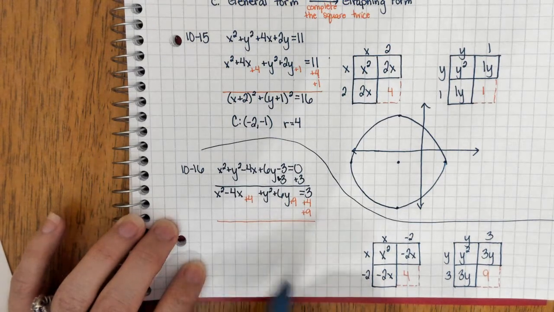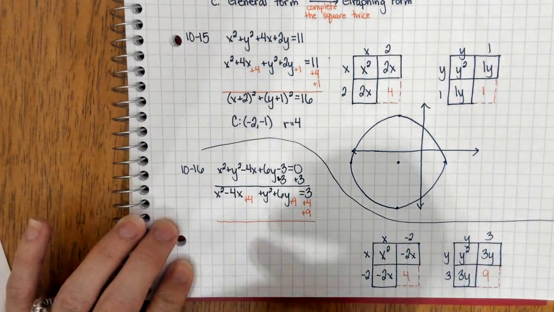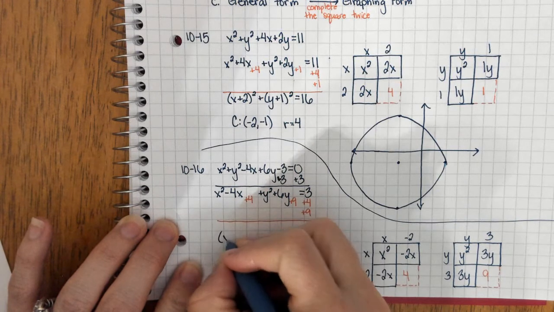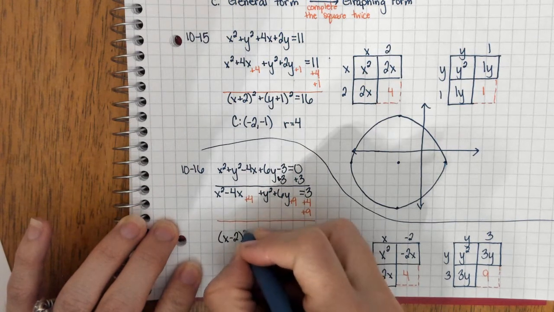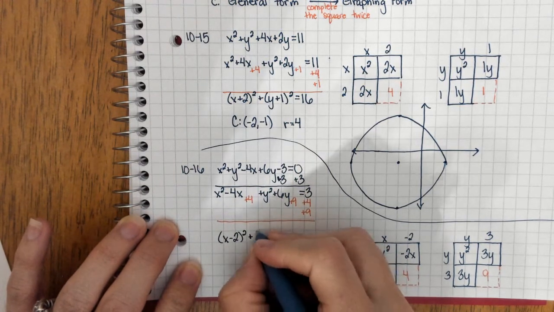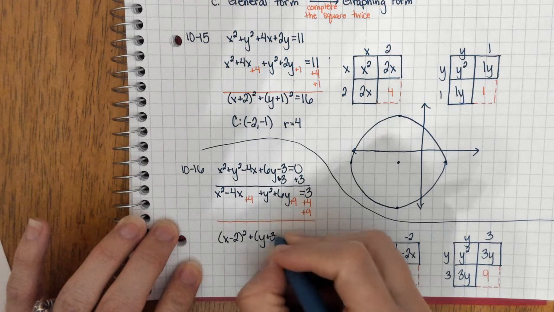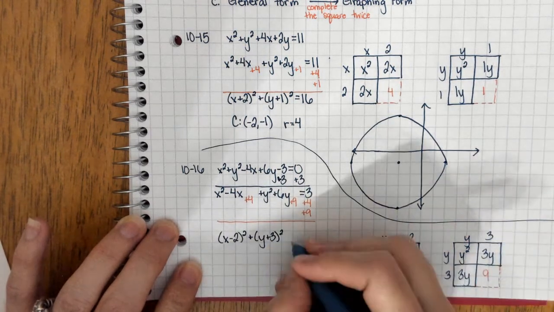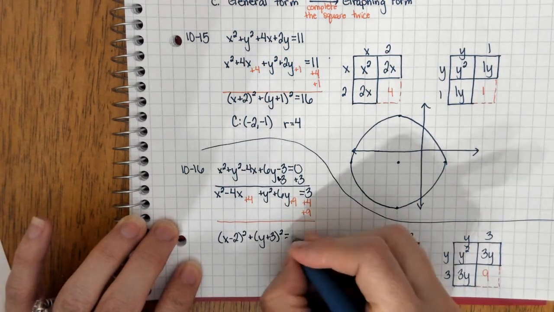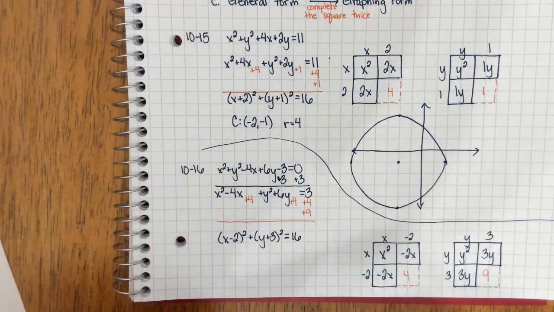By adding 4, remember we're making it a perfect square, which is the outside of our box. X minus 2 squared plus y plus 3 squared outside of that box is equal to 16.